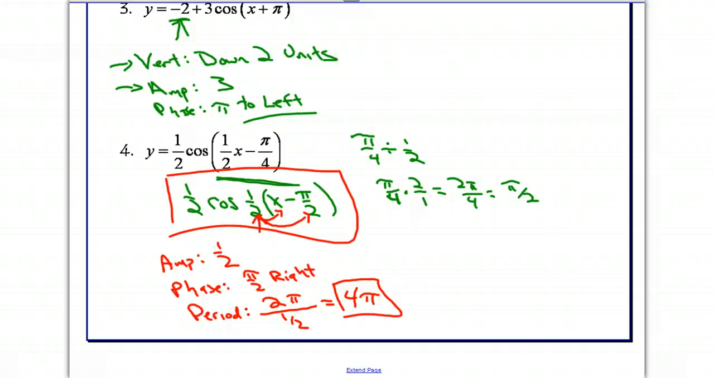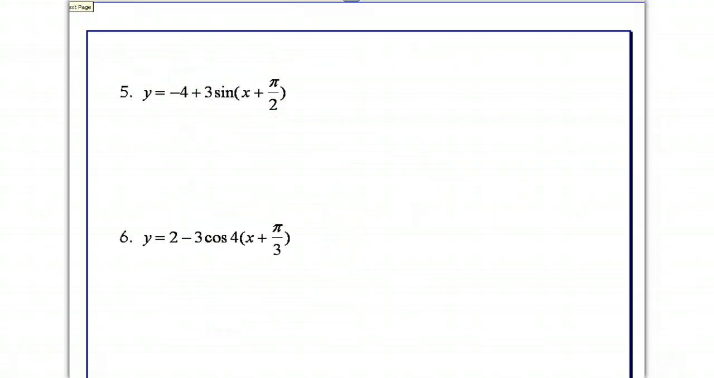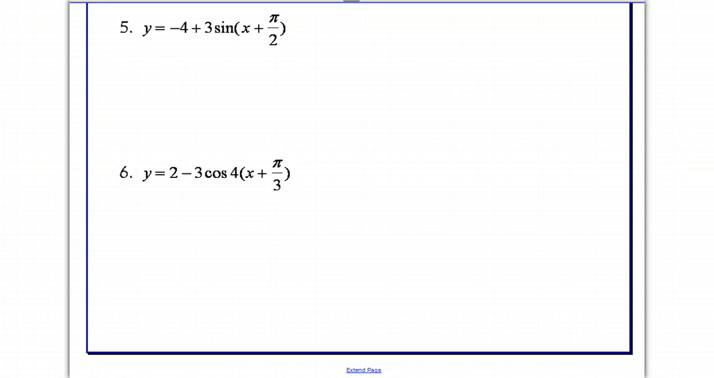Alrighty, guys, and it looks like I'm over here. These other two are very, very similar. Let me just give you the answers real quick, and you can check them or ask questions if you have it. This is going to go down 4 for the vertical. The amplitude is 3. The period is just our normal 2 pi because in front of the x there's a 1. And the phase shift is pi halves left.